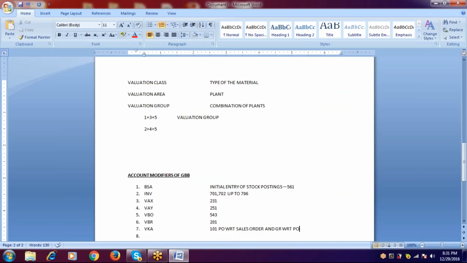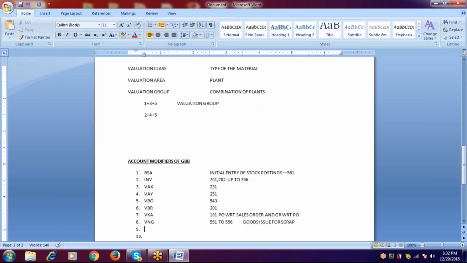The next one will be VNG. VNG is a continuation from 551 to 556. Do you have any idea about this one? Goods issue for scrap. Yes. And the next one is ZOB.